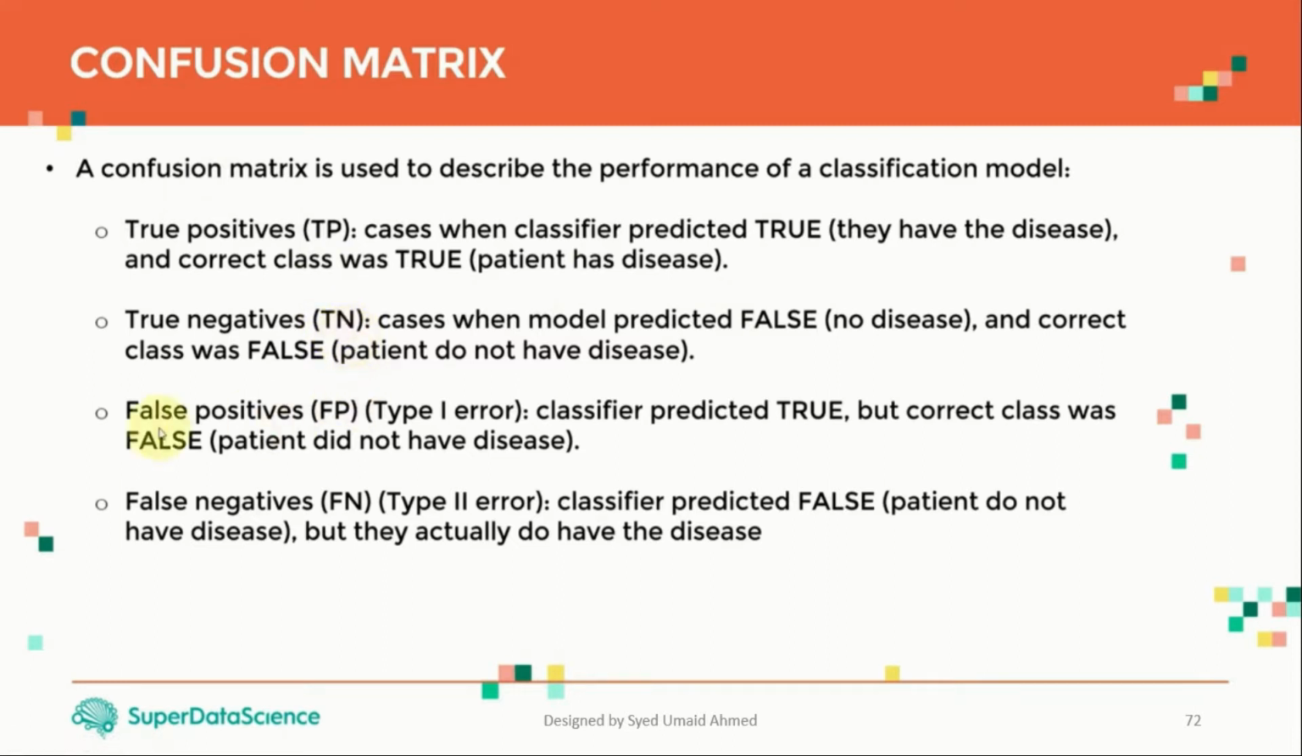Now to the problems. We have what we call false positives and false negatives. False positives are what we call type 1 error. That's when the classifier predicted true, but the correct class was in fact false, which means that the patient did not have a disease to start with. Again, it's an error, it's a mistake, but the patient is fine. That's what we care about, right? And that's why we call it type 1 error. For false negatives, and that's type 2 error, that's when the classifier predicted false, which means the patient does not have a disease, but they actually do have a disease, and that's an issue. That's a big problem.